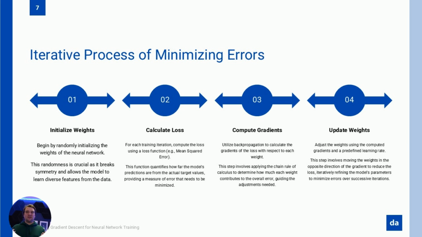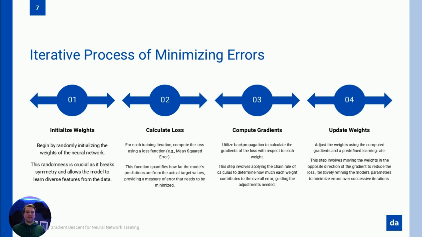Now comes the heart of the process, computing gradients. Remember the compass analogy? This is the step where gradient descent determines the steepest slope that will take us closer to minimizing the error. Using backpropagation and the chain rule of calculus, it calculates how much each weight contributes to the overall error. This insight is the roadmap for the next step.